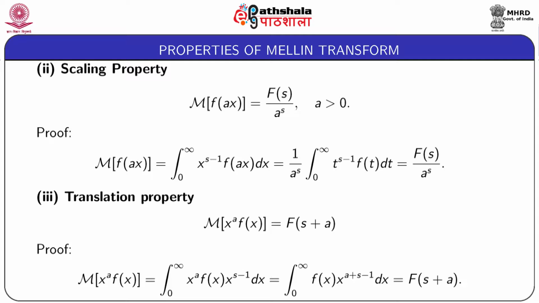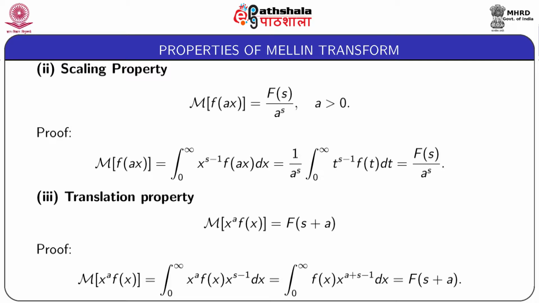Next is the scaling property, which is the Mellin transform of f(ax) equal to capital F(s) divided by a to the power s, where a is some positive constant. For proof, we write the Mellin transform of f(ax), and this is equal to the integral from 0 to infinity x to the power s minus 1 f(ax) dx. This is equal to, after substituting ax equal to t, 1 by a to the power s integral from 0 to infinity t to the power s minus 1 f(t) dt, and this is equal to capital F(s) divided by a to the power s.